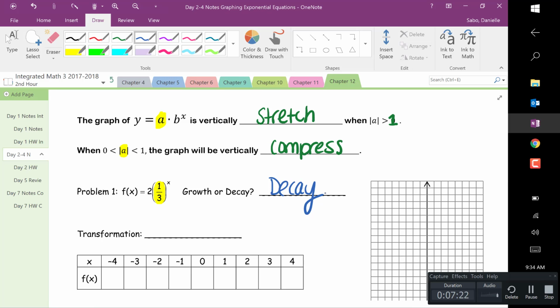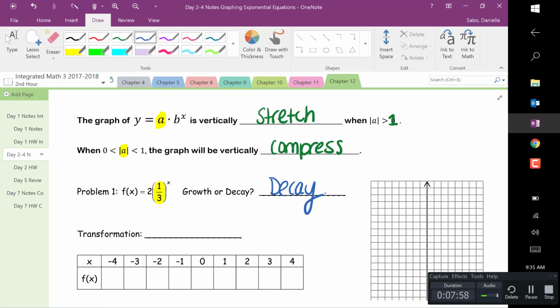I'm confused on the growth and decay. Don't you have to flip it? You only flip it when there's what in the exponent? A negative. So if it was negative, it would be growth. Do you go by the top number? Yeah, you see how the top number is smaller than the bottom one? So that's less than 1. If this was a 4, it would be bigger than 1, so it would be growth. Okay, that's a good question.